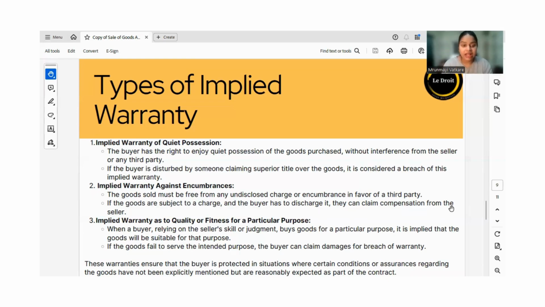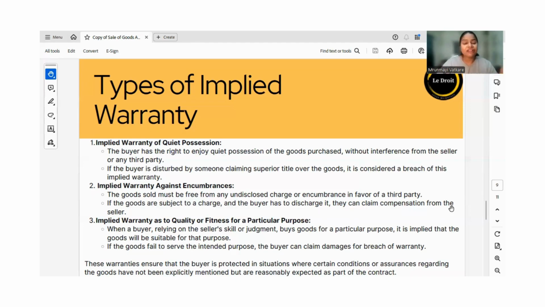Implied warranty as to quality or fitness for a particular purpose. When a buyer, relying on the seller's skill or judgment, buys goods for a particular purpose, it is implied that the goods will be suitable for that purpose. If the goods fail to serve the intended purpose, the buyer can claim damages for breach of warranty.